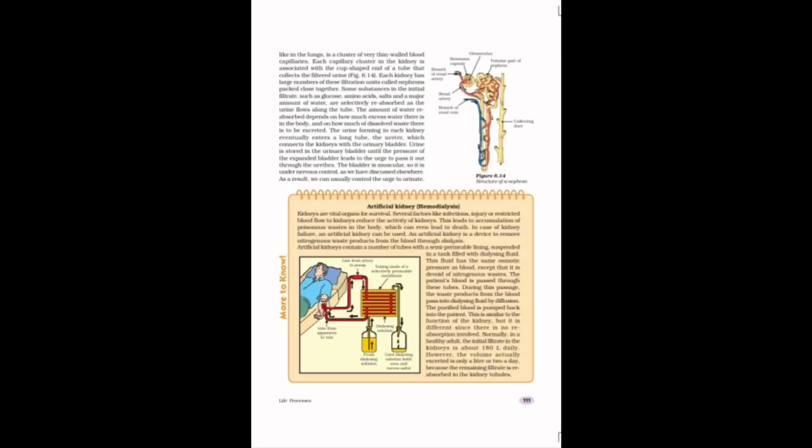An artificial kidney is a device to remove nitrogenous waste products from the blood through dialysis. Artificial kidneys contain a number of tubes with a semi-permeable lining suspended in a tank filled with dialysing fluid. This fluid has the same osmotic pressure as blood, except that it is devoid of nitrogenous waste.